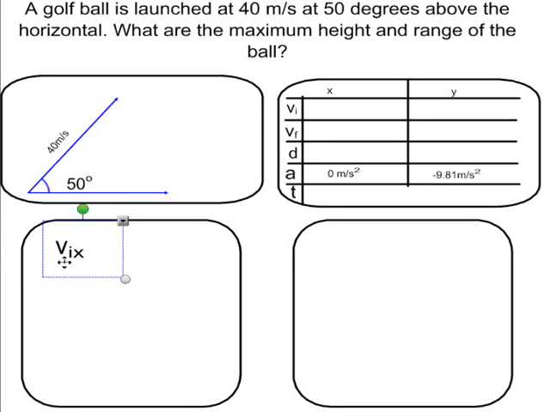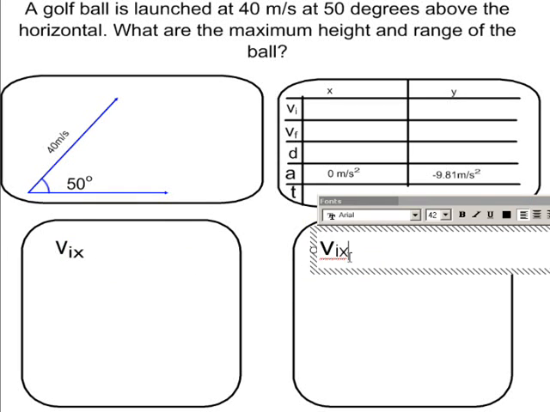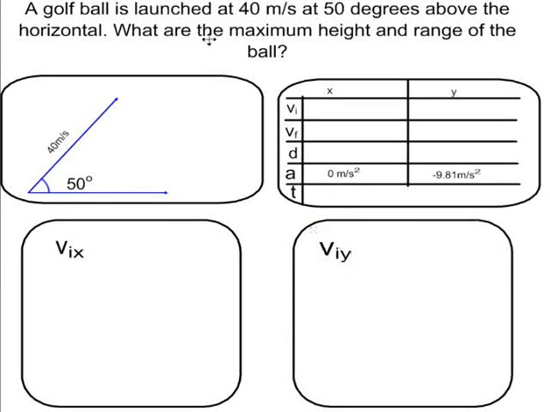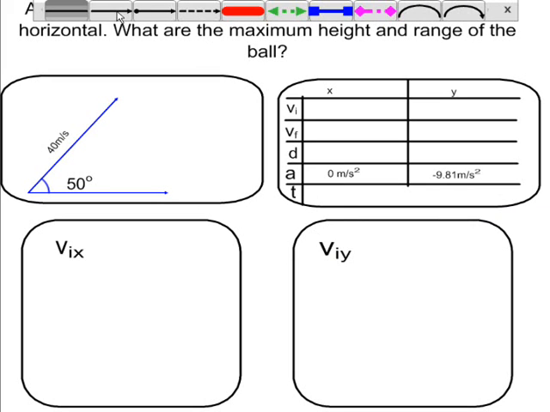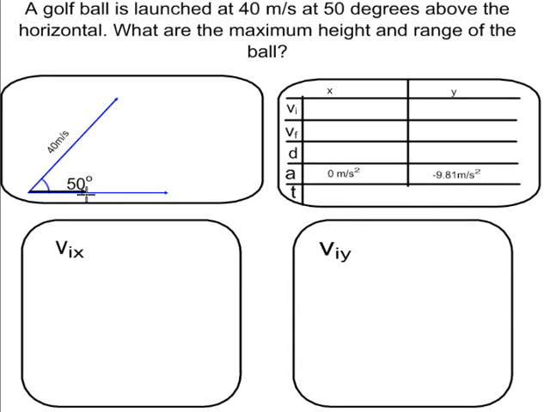So next, I'm going to solve for my Vix and my Viy. And I haven't drawn those vectors yet, but I'm about to. So here, I'm going to draw my vectors for Vx, Vix, and of course my Viy. Now that I've drawn those in, I can see what kind of functions I'm going to use in order to figure out how to solve here.